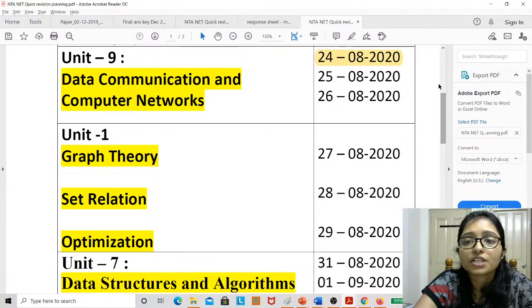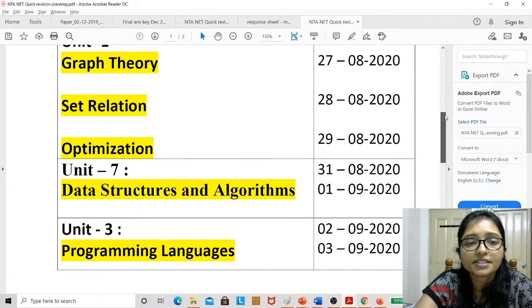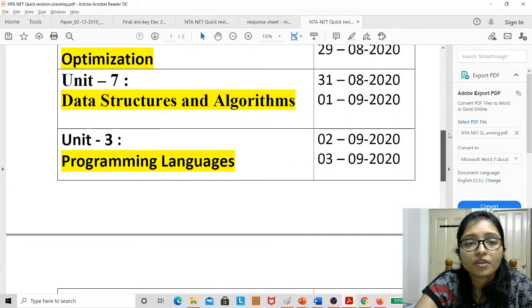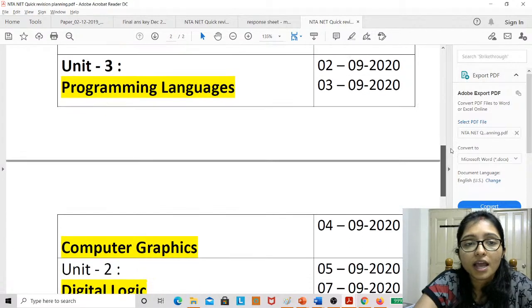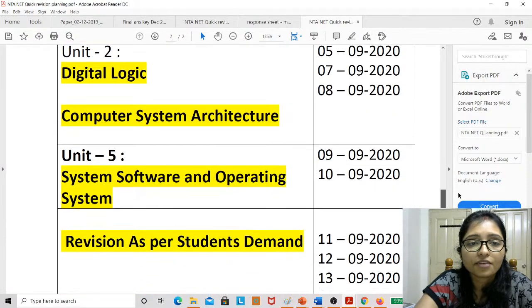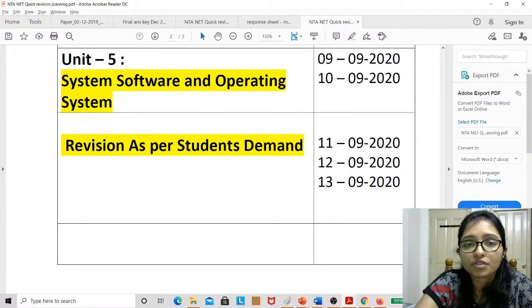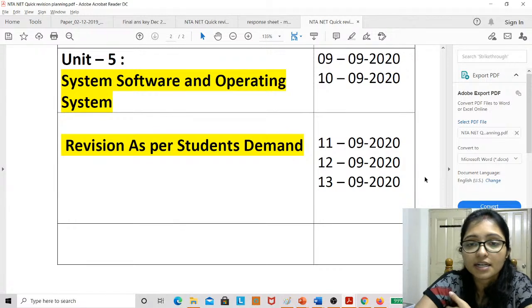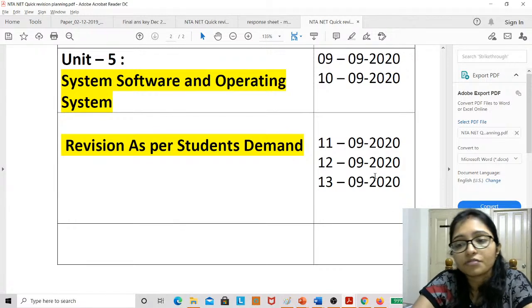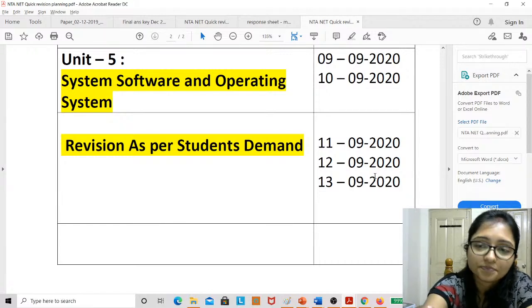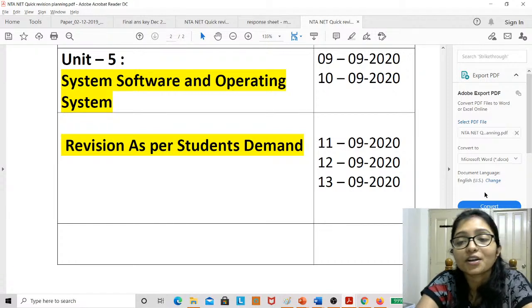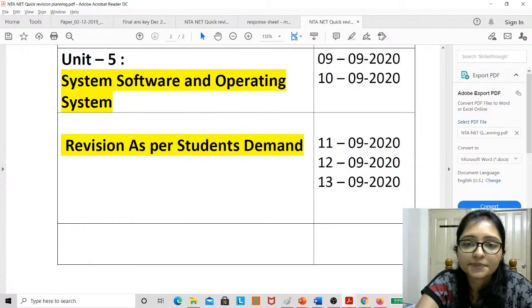So data communication, networking, after that graph theory, set, relation, optimization, after that data structure, algorithm and programming language, then computer graphics, then digital logic, computer system architecture, software, operating system, then revision. There is time for revision as per demand. If TOC, yes ma'am, need revision in fast way. Yes, जितना फास्ट हो सके करूँगी, ठीक है.